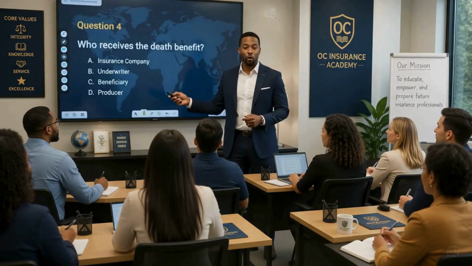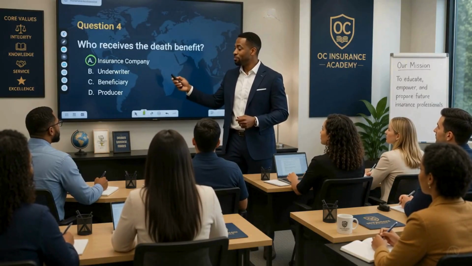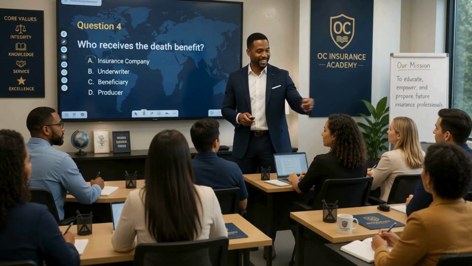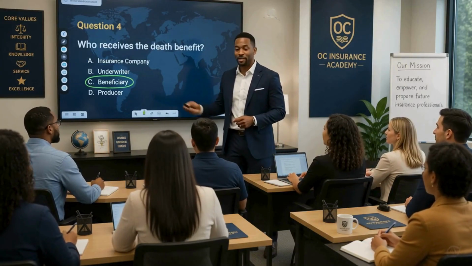Let's look at question number 4. Who receives the death benefit? Is it A, B, C, or D? The beneficiary. That is correct. It is the beneficiary.